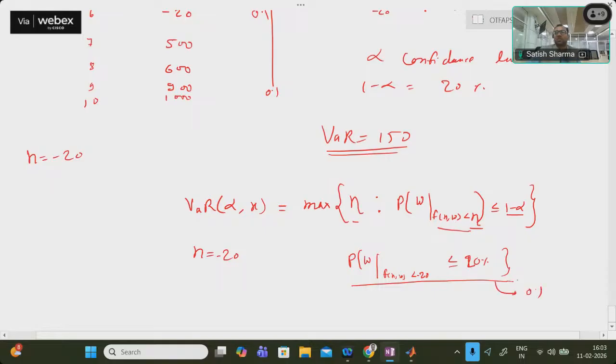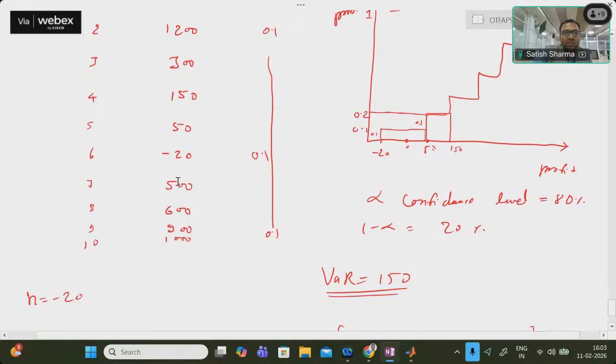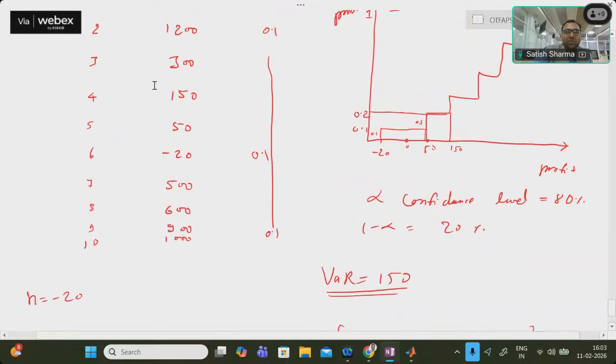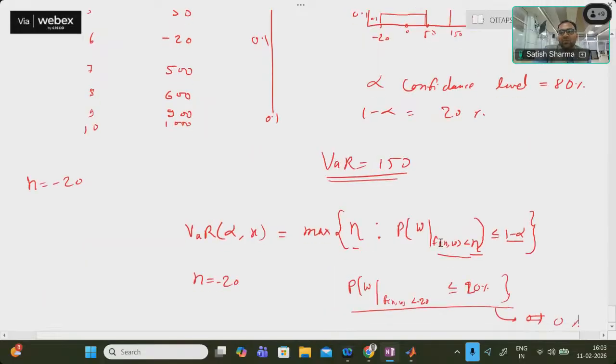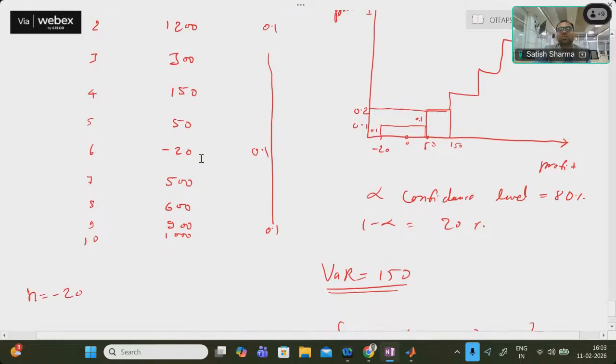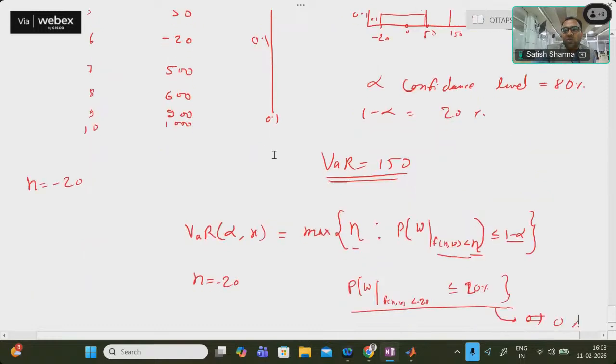The probability is only 0.1 that this function value is less than minus 20, or sorry, it is 0%, because none of the function values is less than minus 20. So none of the function is less than minus 20. So this eta has to be increased. Now if we increase the eta to the 50 value, then the function value should be less than 50. So function value less than 50 is only for this sixth scenario where the value is minus 20 and the rest of them are above it, and the probability of that is 0.1. So this is 0.1 and this is 0.2. So yes, it satisfies the condition. So eta can be 50.